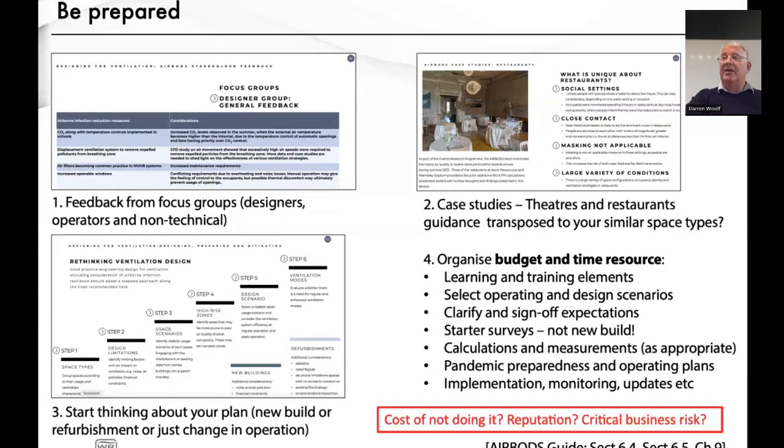Cost of not doing it, is it a reputational risk? Is it a critical business risk? There could be a whole host of things that go beyond "I'd just like to do this."